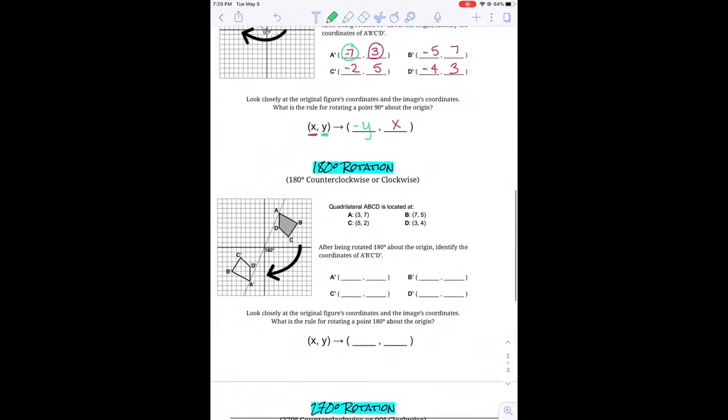See if you can repeat the exercise with 180 degrees. Pause the video, unpause when you're ready to come back. All right, hopefully you are ready to go over this.